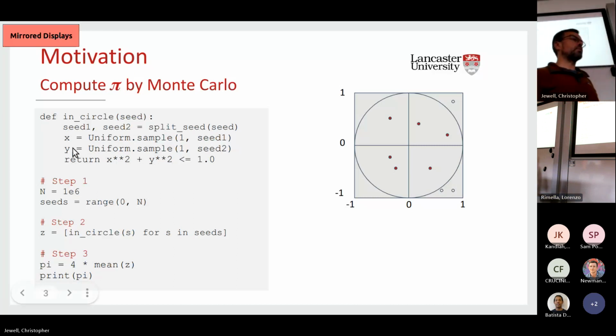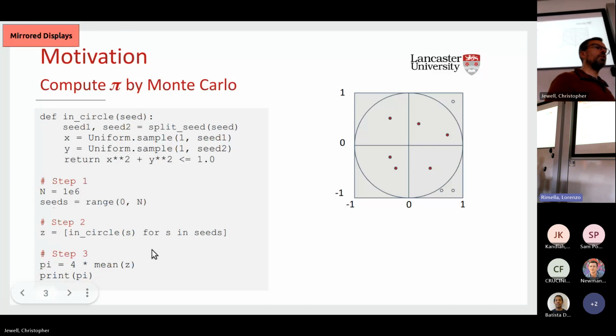So I've split this algorithm into 3 steps now. Step 1 is a setup phase. We're saying that the size of our Monte Carlo sample is going to be 1 million. We're going to create a range of seeds that we're going to feed into our in-circle random number generator, of length n. So that's our setup phase, a scalar and a vector, essentially.